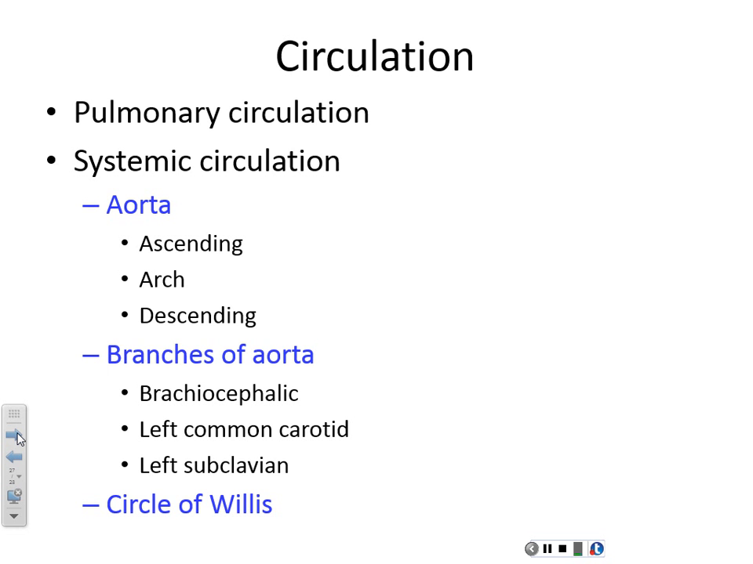I just need you to know the branches of the aorta. The brachiocephalic turns into the right common carotid and the right subclavian, and then the left common carotid and the left subclavian come out directly from the aortic arch. Then you've got the vertebral arteries going up through the transverse foramen and so forth. So just know the branches, and then of course the circle of Willis, which is formed by the anterior and posterior cerebral arteries joining the internal carotids, and how the basilar artery forms that.